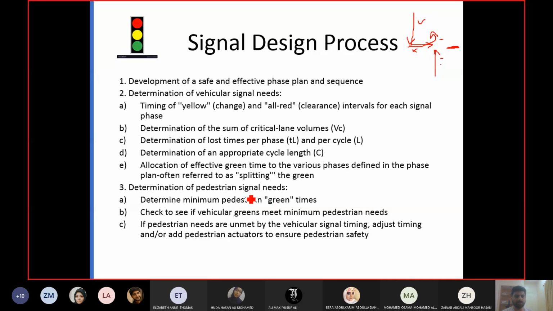First of all, find out, if the pedestrian is allowed to cross at this intersection, how much green time the pedestrian needs. We have a table for that to find out the pedestrian green time. Then see if the vehicle green meets the pedestrian requirement. Now, which vehicle green are we talking about?